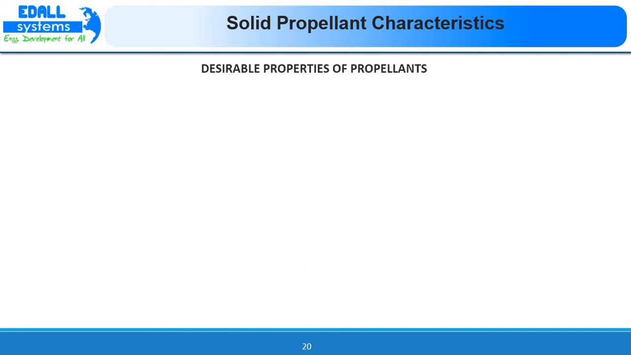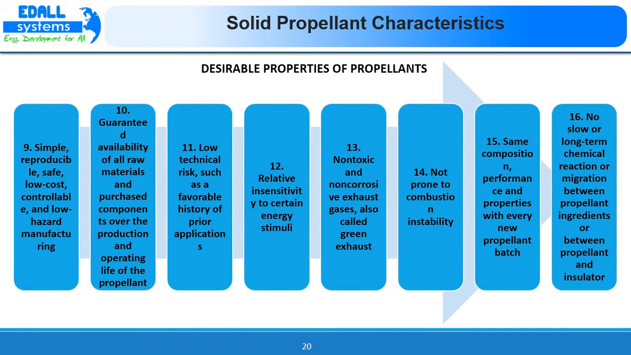Then the next set of physical properties, that is, it should be simple, reproducible, safe, low cost, controllable and low hazard manufacturing. Then there should be guaranteed availability of all raw materials and purchased components over the production and the operating life of the propellant. So there should be ample supply of all raw materials and the components which are used for the production. It should be safe, low cost, controllable and should not have hazards when it is manufactured.